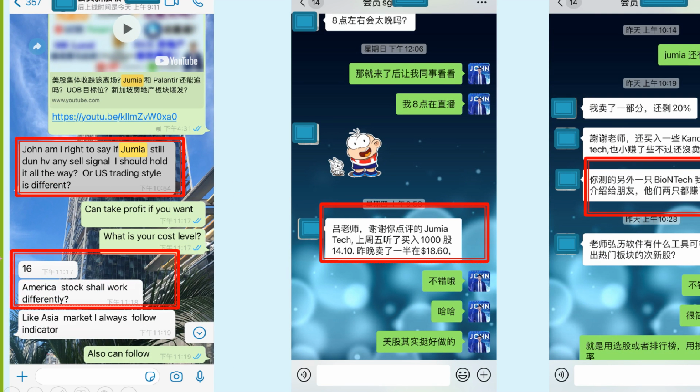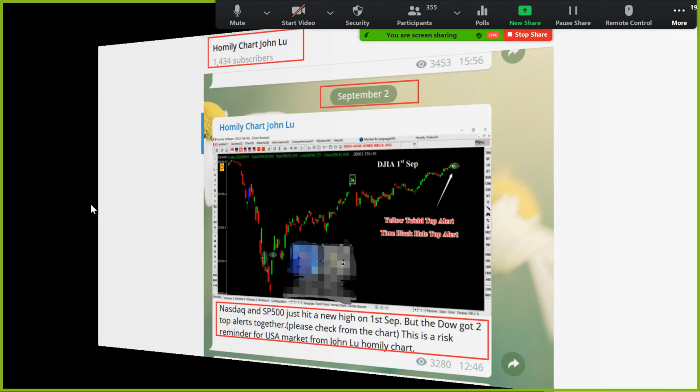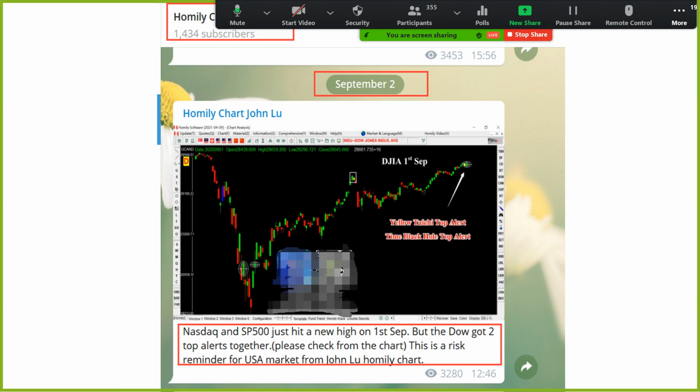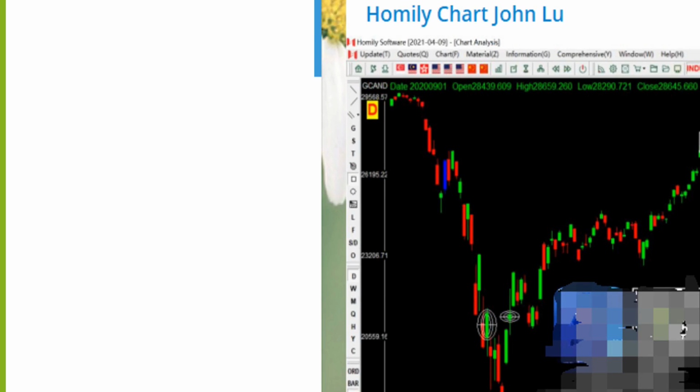You see, some people only do the short term. So you see the price, cost level 16, $40, right? All is for Jumia. Then we also give you some alerts, like the special alert like this. You see this one?